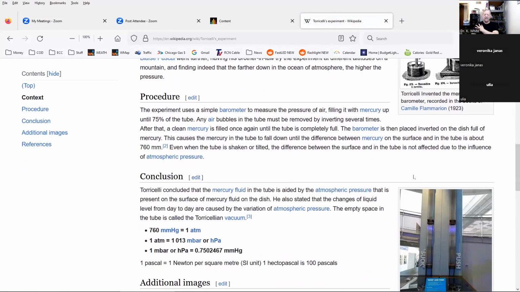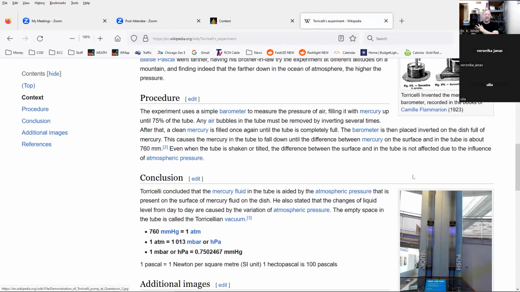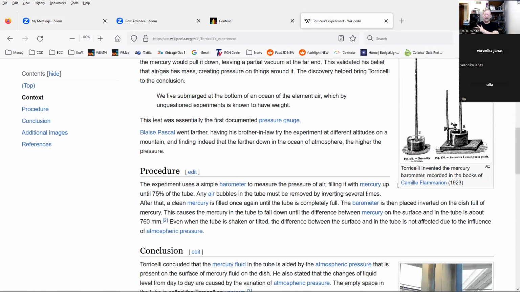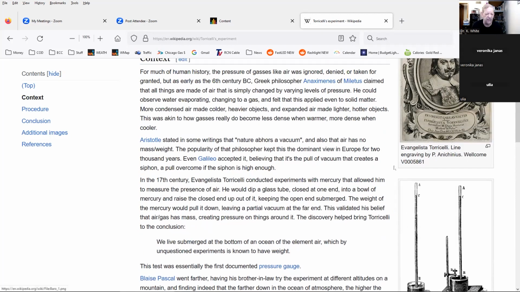And I used to work in labs where we had these until people realized how toxic mercury is, and you no longer find these type of barometers. But that's a way of measuring the atmospheric pressure.